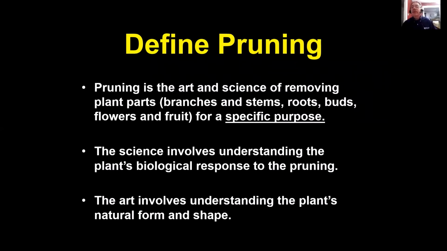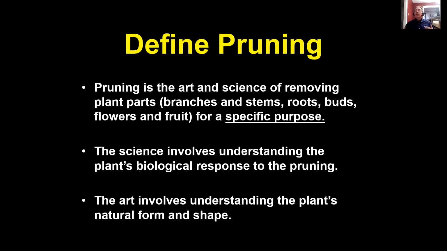Okay, so if you were in a classroom with me, I'd be asking you all for a definition of pruning. Since you are in cyberspace and you're listening to me, I can't do that. But so I'll give you my definition of pruning. It's the art and science of removing plant parts. And when we talk about plant parts, it's not just branches. Most of us think about branches because large trees in parks and along streets, that's what we're dealing with.